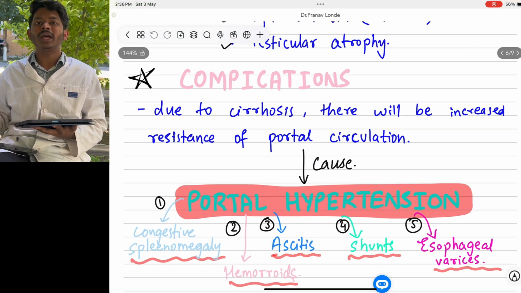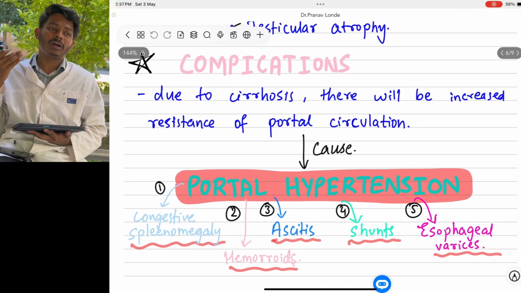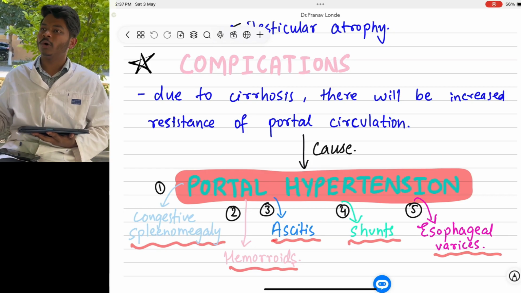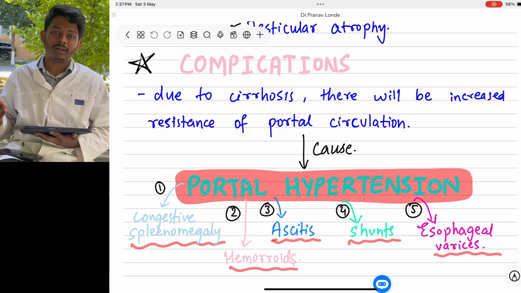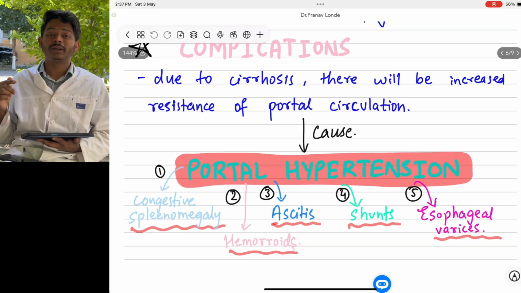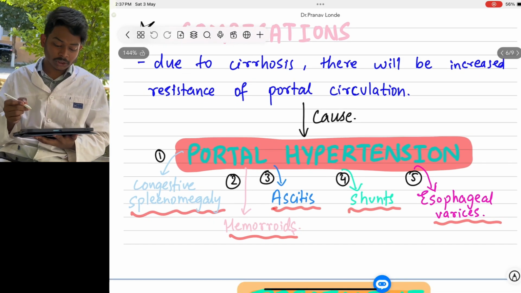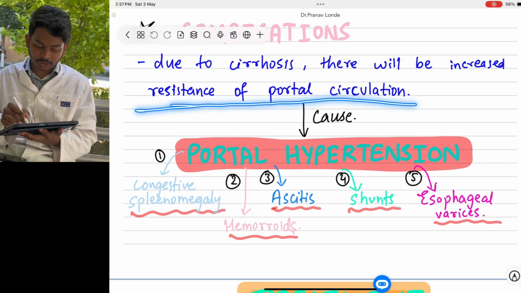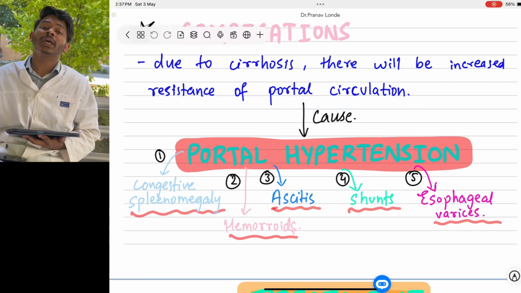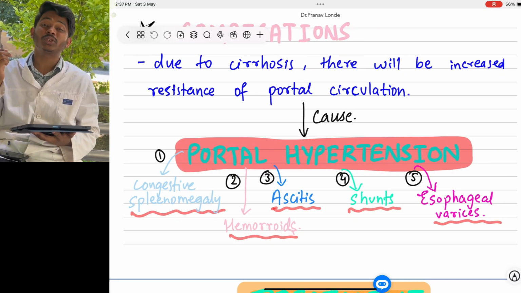Now coming to the last part of cirrhosis, what happens? If there are any complications, if the patient does not come to us, if he just tries to take home remedies and it does not get treated without any kind of drugs, this will lead to complications of cirrhosis. What will happen? Due to cirrhosis, there will be an increase in the resistance of portal circulation. What is meant by portal circulation? Portal circulation means the blood supply coming towards the liver and going out of the liver. This is called portal circulation.